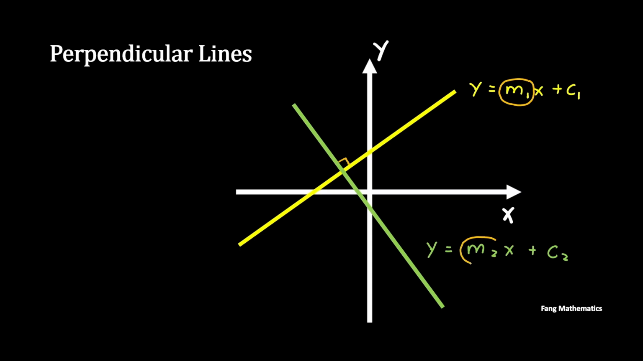By referring to the diagram, you should know that m1, the gradient of the yellow line, is positive, and m2, this green line, has a negative gradient. It's moving downwards. So you know the direction of the two slopes. They are the opposite of one another. So if you express that mathematically, you have m1 is equal to minus m2.